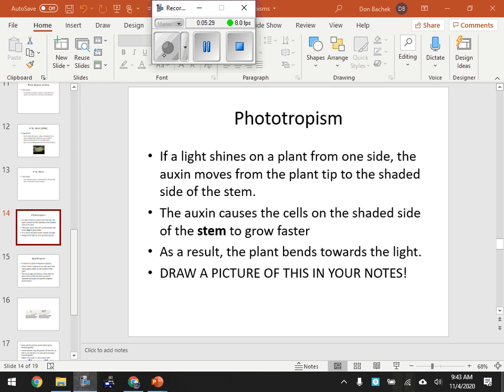So, phototropism. If a light shines on a plant from one side, the auxin moves from the plant tip to the shaded side of the stem. The auxin causes the cells on the shaded side of the stem to grow faster, and as a result, the plant bends towards the light. Make sure you draw a picture of that. I think you already have a picture of that if you drew that 4 diagram thing from before, so you're fine with that probably. But you do probably need to copy that down somewhere. If you don't have that, you should copy this down.